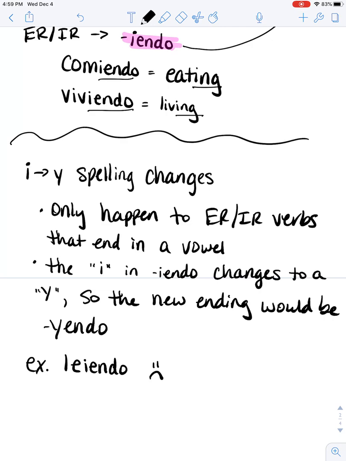All right, if you try saying that with me, leiendo. It kind of sounds a little choppy. It just doesn't sound good. It doesn't flow very well. So what we do instead, we're going to take out that I. We change it to a Y. Because the more you would say that, leiendo, leiendo, leiendo, you're ending up with what this says, leyendo. All right. So now we're happy again.